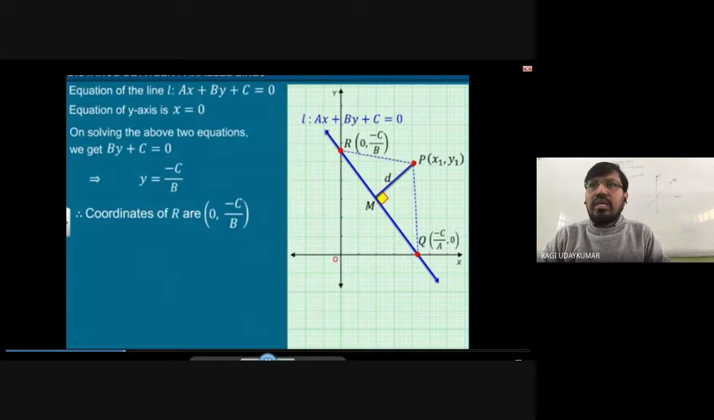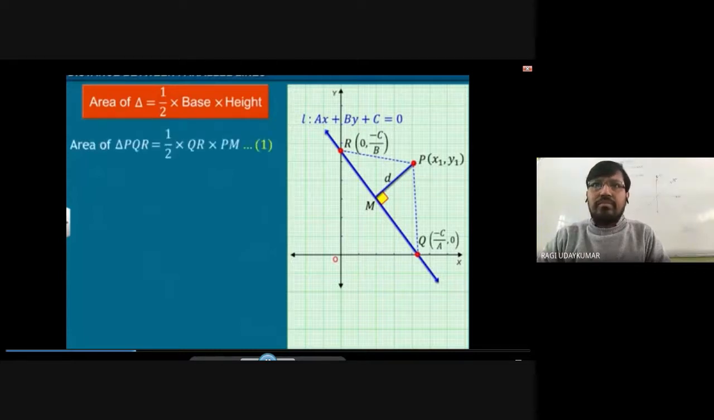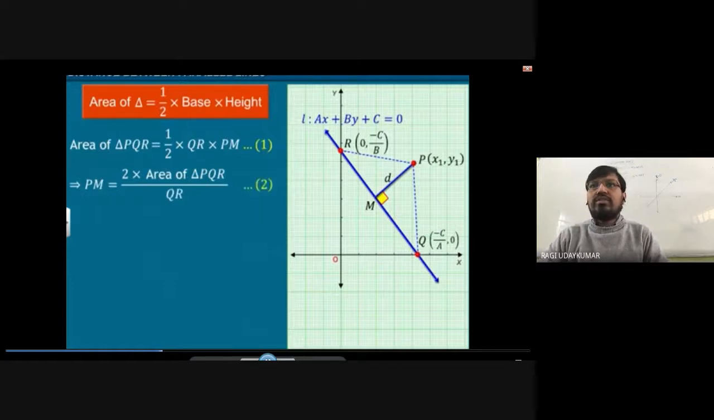Now whenever you consider this, you are going to get PQR as a triangle, and the area of the triangle is half into base into height. Here the base is QR and the height is PM. So what do we need to find out actually? We need to find PM, that is d. Let us represent that as d. We need to find the distance of this particular point from the line ax + by + c = 0. So PM equals 2 into the area of the triangle PQR by QR. Are you following this?